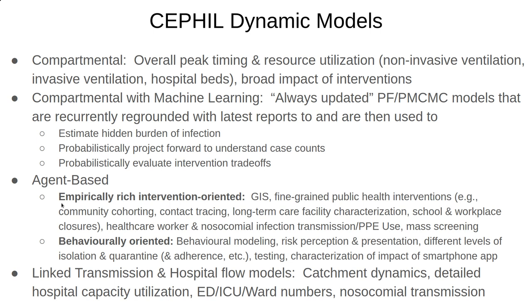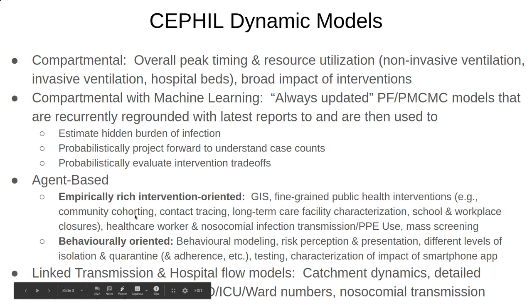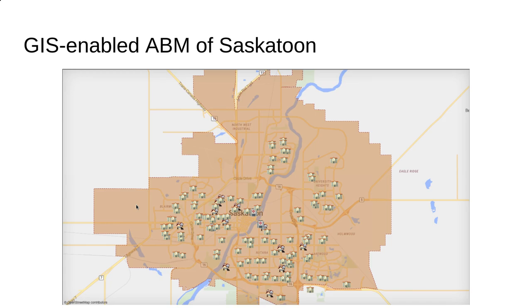The next ones I'll be talking about are agent-based models, and I'll actually start with this first one, this empirically rich intervention-oriented model. This is a GIS-informed model. It's a model that incorporates geographic structure, and currently it focuses on the fair city of Saskatoon, of which we count ourselves lucky citizens.